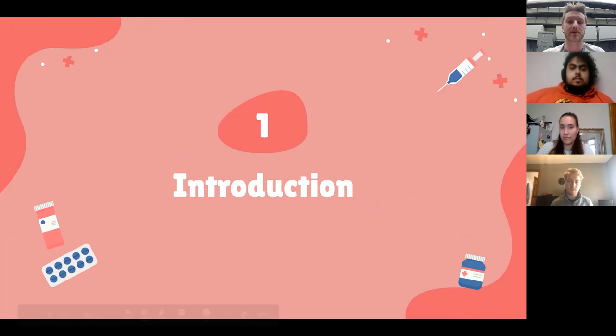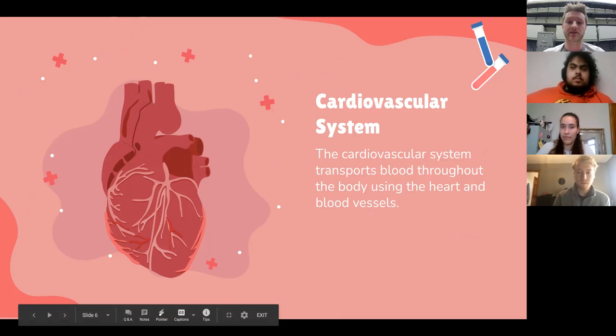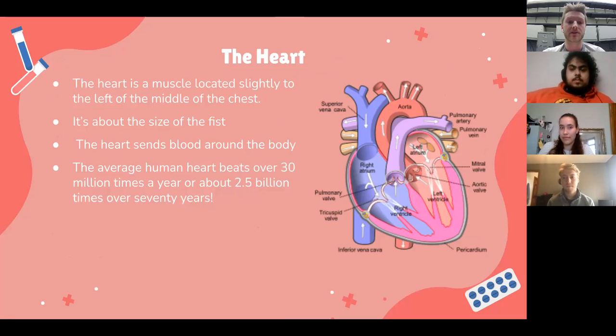Feel free to stop and pause this video to look at any of the pictures in more detail at any point. The cardiovascular system transports blood throughout the body using the heart and blood vessels. The heart is a muscle located slightly to the left of the middle of the chest. It's about the size of your fist, and the heart sends blood around the body. The average human heart beats over 30 million times a year.